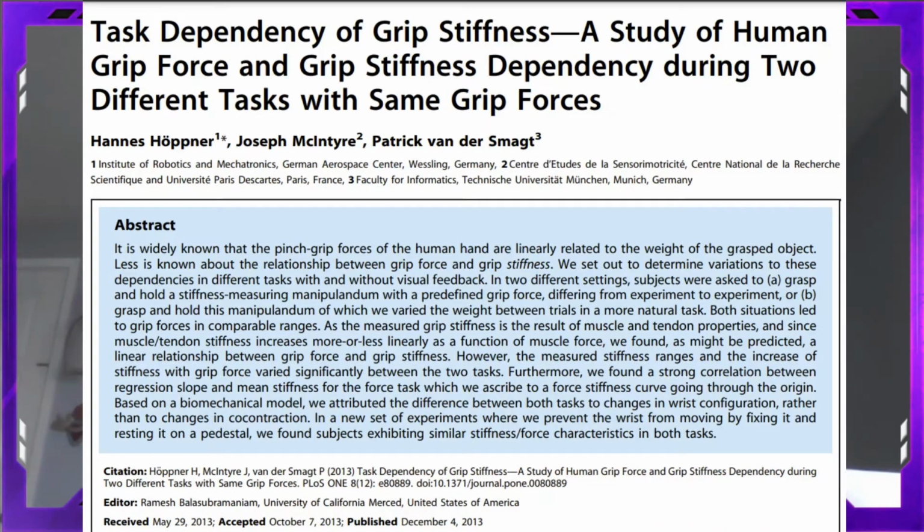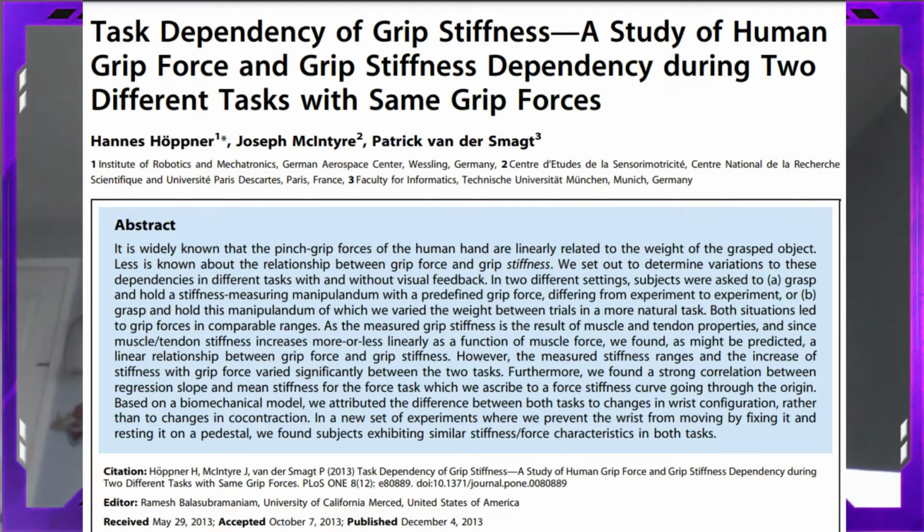Okay. Here's an example of an abstract up on the screen right now. This is from Task Dependency of Grip Stiffness, a study of human grip force and grip stiffness dependency during two different tasks with same grip forces. I'm going to butcher their names and I apologize, but this is by Hopner, McIntyre, and van der Smacht. And this was published in PLOS in December of 2013. It was submitted in May of 2013 and accepted in October of 2013. So let's go through this abstract.